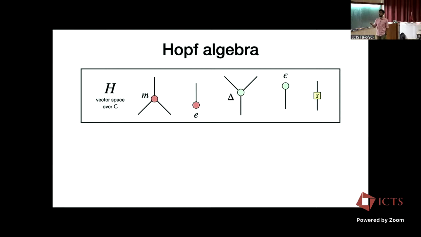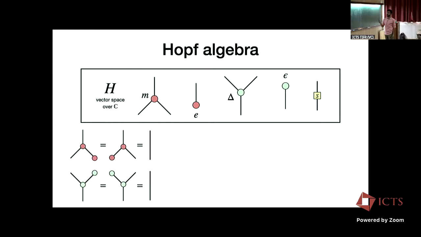There's a multiplication. So all diagrams will be read going from bottom to top. You're multiplying this leg with this leg. So it's some linear map from H tensor H to H. Identity is some element here, which fuses nicely. I'll talk about that in a second. Co-product is kind of the dual of multiplication. From one thing in H, you can get two things tensor. And then there's a co-unit for this and something called an antipode.